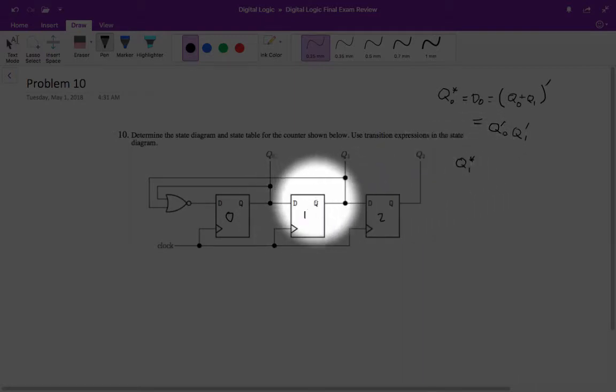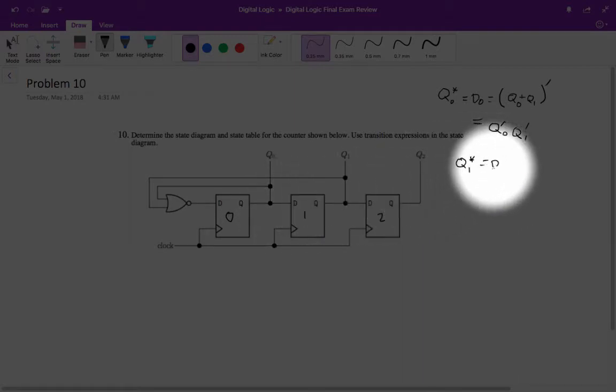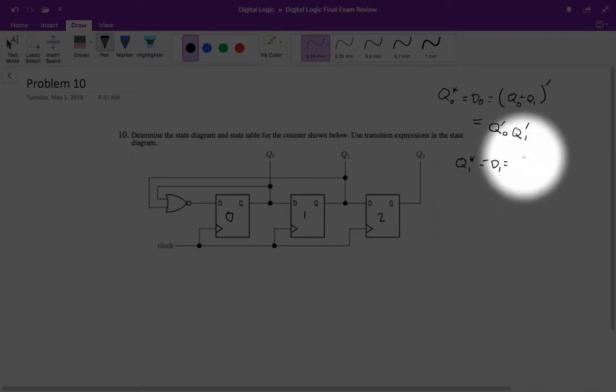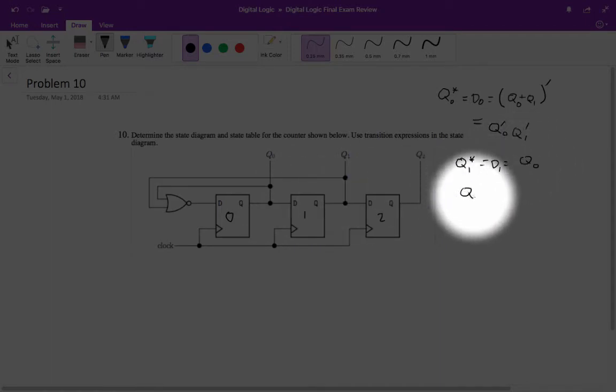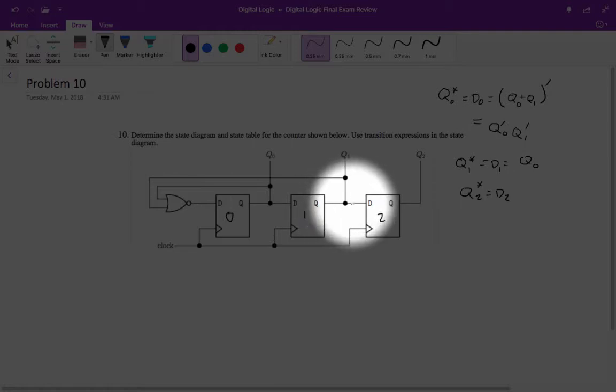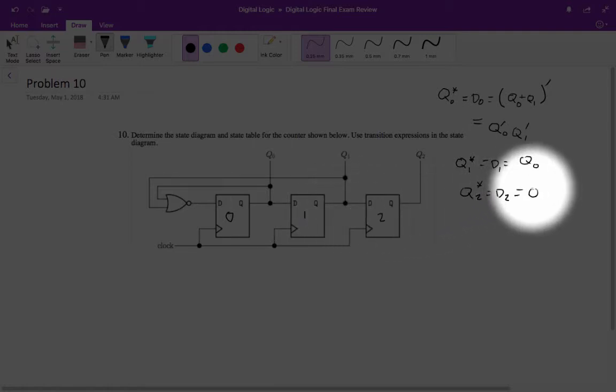Q1 next. So here's Q1 next, that'll equal D1. And D1 is Q0. And then Q2 next is D2, which is Q1.